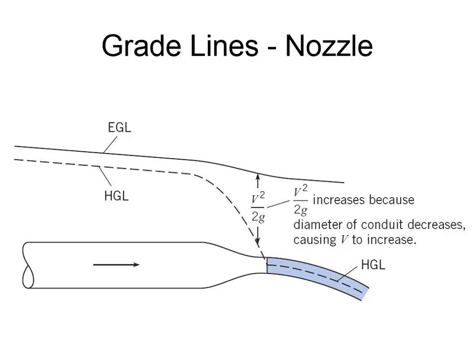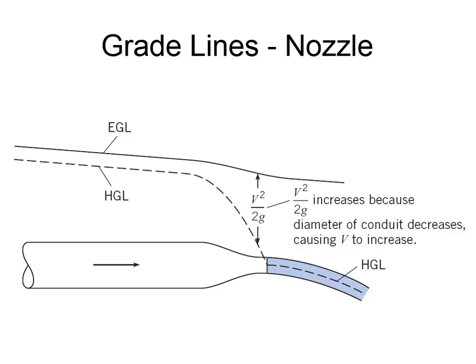Okay, this is showing what happens in a nozzle. This nozzle, as we know from the continuity relationship, if you have a big diameter tapering down to a small diameter, that means slow velocity and then high velocity. If the velocity is increasing, the velocity head is going up. And so the HGL and the EGL are getting further apart.